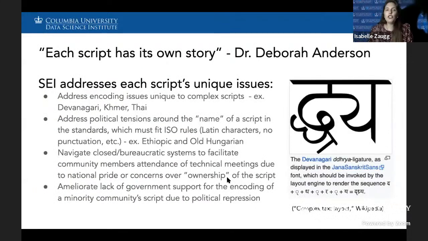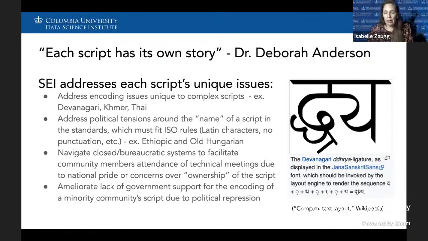Dr. Anderson says that each script has its own story, and SEI works to address each script's unique issues. This is very much a unique process for each example. Sometimes it might be encoding issues that are unique to complex scripts. It might be addressing political tensions around the naming of a script in the standards, which must fit ISO rules. So we're taking scripts that might be used by different communities with different names, and then you have to change that name into something written in Latin characters with no punctuation.